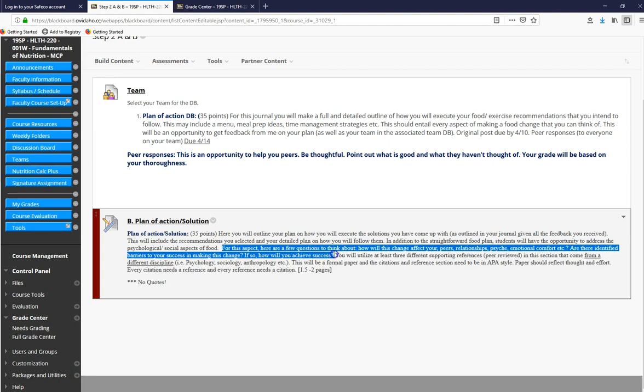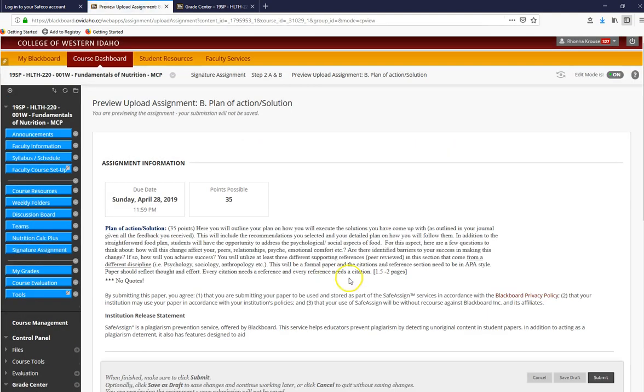There's not a wrong way to look at it. The only way you can look at this incorrectly from a different discipline is by not doing it. Past that, you have some freedom. This is what you are working on, and this is due, you can see here, on April 28th.